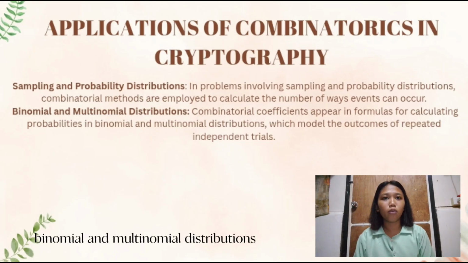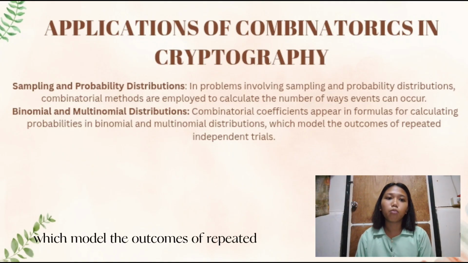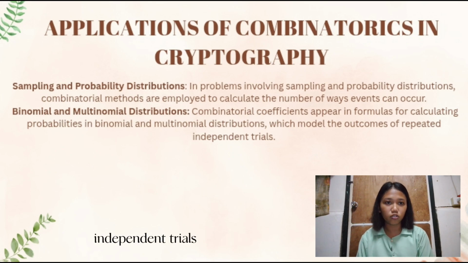The last one is the binomial and multinomial distributions. Combination coefficients appear in formulas for calculating probabilities in binomial and multinomial distributions, which model the outcomes of repeated independent trials.